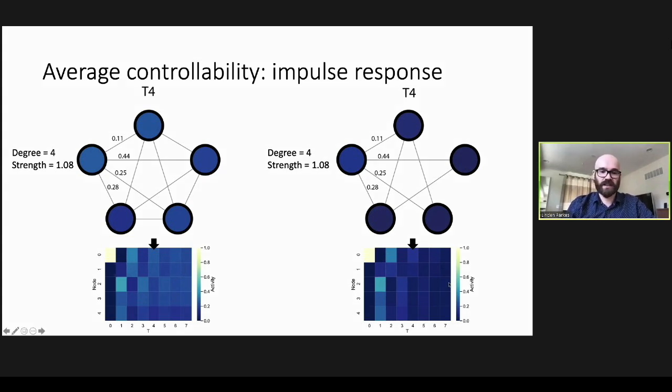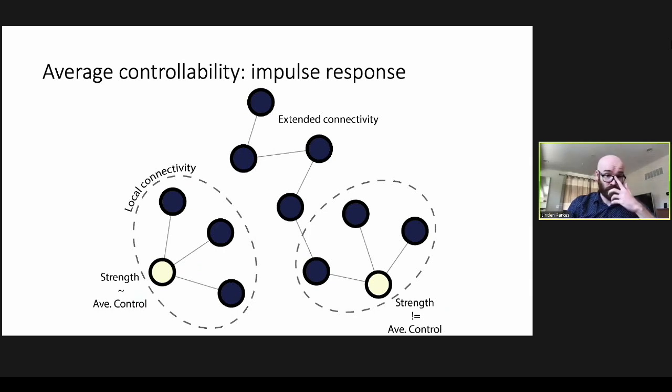In particular, we can see that activity has diminished much more rapidly in the network on the right that is missing those distant connections. So the lack of those connections has basically restricted our region of interest's capacity to distribute energy throughout the system, and therefore it has a lower average controllability. So the take-home message here is that compared to strength, which is entirely determined by the local connectivity of a region, average controllability is influenced by local connections and the more extended connectivity represented in longer pathways from the region.